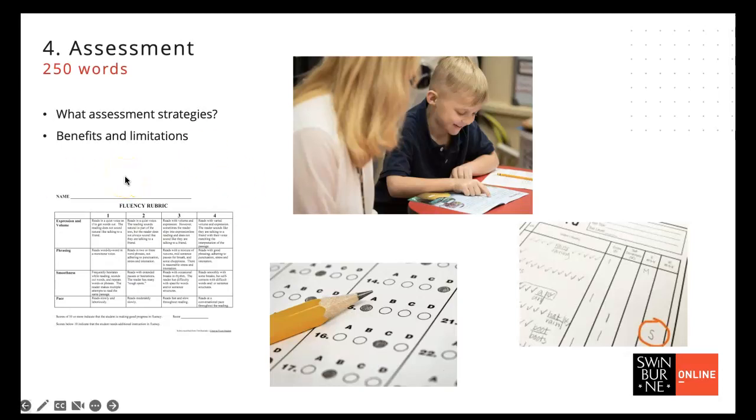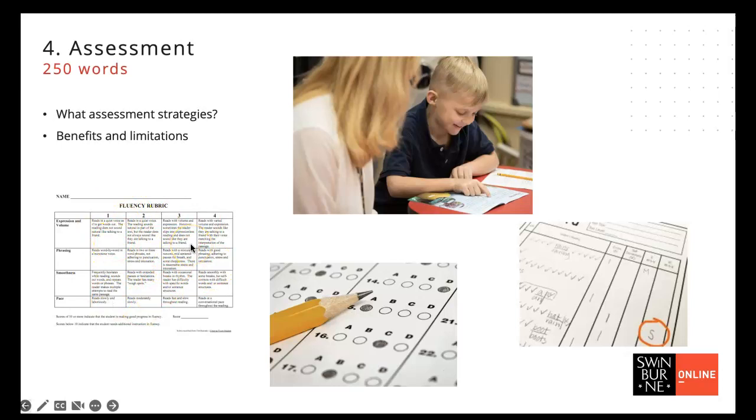So what assessment strategies did you choose? You're going to justify them. You're going to talk about the benefits and limitations of using the particular assessment. As you can see here, we've got an example of a reading fluency rubric. So if I was doing a unit of work on persuasive writing, I wouldn't be choosing a reading fluency rubric.